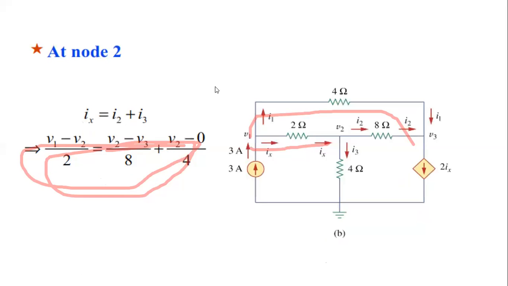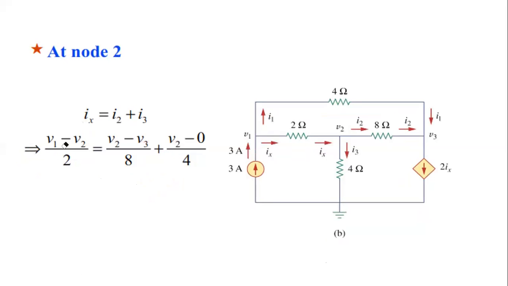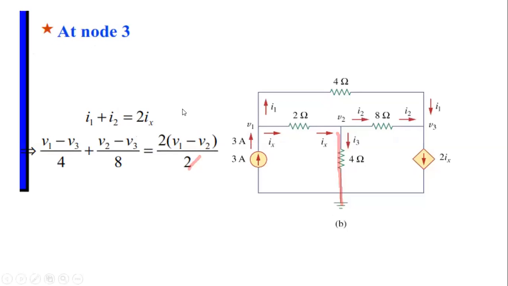So at node 2 we have the equation we have already written, Ix is equal to I2 plus I3. Now Ix we have already written V1 minus V2 by 2. I2 is flowing between V2 and V3, and V2 is at higher potential, V3 is at lower potential. So definitely V2 minus V3 divided by 8, resistance is 8. Similarly I3 is flowing from V2 to 0 potential, so V2 minus 0 divided by 4, that is I3, okay. Similarly for node 3 we can write it like this.